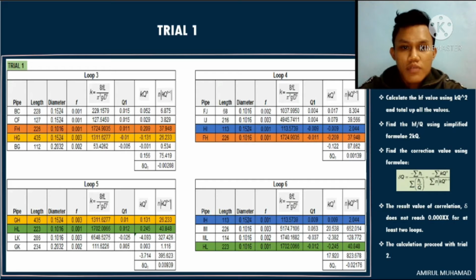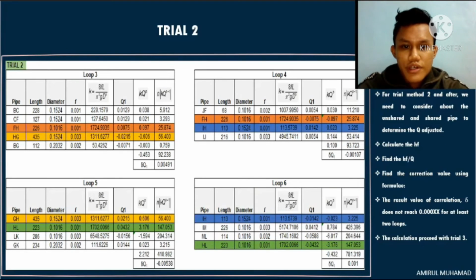For the Q number 1, we then consider the shed and unshed pipes. Then we calculate the HF value and also the HF over Q value to find the correction value using the formula shown in the picture. The results of the correction must reach 0.000 as the value. So none of them meet the criteria, and we need to proceed with trial number 2.